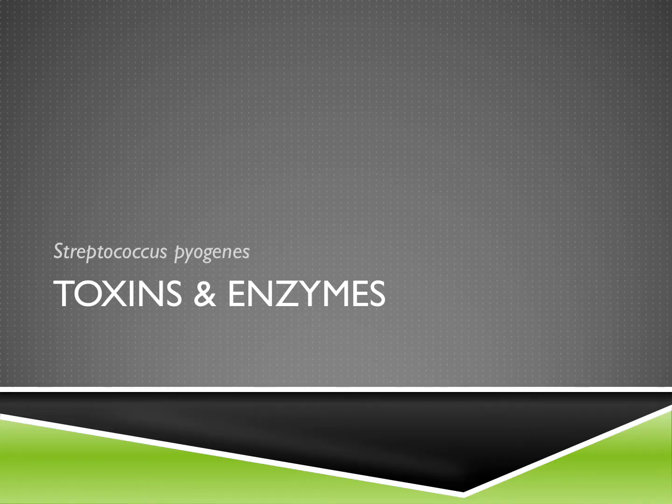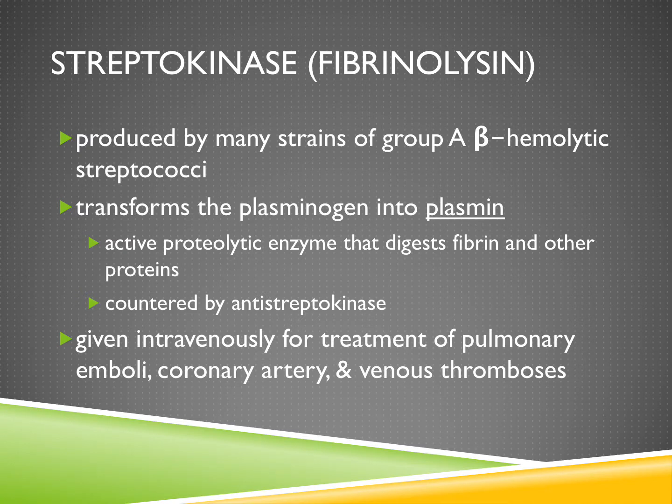Let's go over now to the different toxins and enzymes associated with our Streptococcus pyogenes. First of which is streptokinase, otherwise known as fibrinolysin. This is produced by many strains of our group A beta hemolytic streptococci. It functions to transform plasminogen into plasmin and is given intravenously for the treatment of pulmonary emboli, coronary artery, and venous thrombosis.